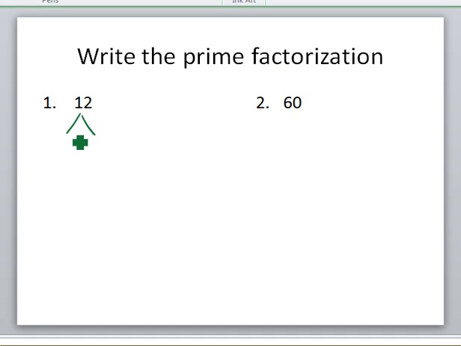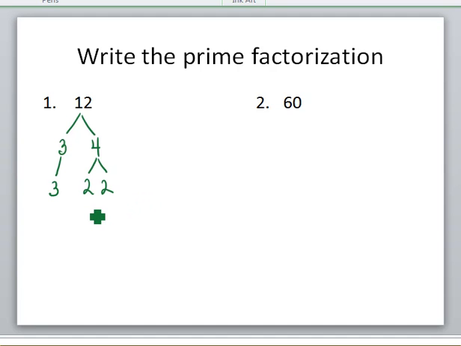It doesn't matter what you branch it off into. We could say it's 3 times 4, or we could say it's 2 times 6. We're still going to get the same answer. Now, 3 is prime, but 4 is not. So I keep the 3, since that's prime. Now I have 2 times 2. Those are both prime. I strongly urge you to keep carrying these along so that you can see them at the end written in a row.